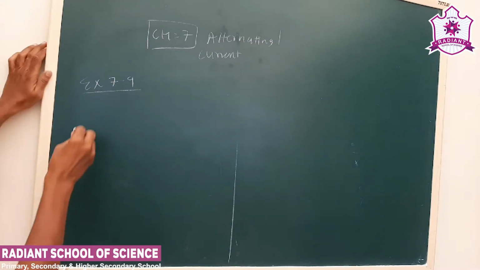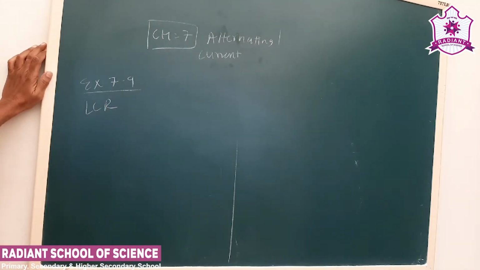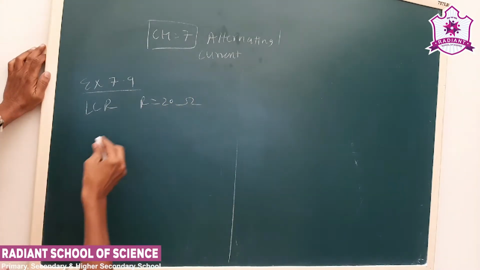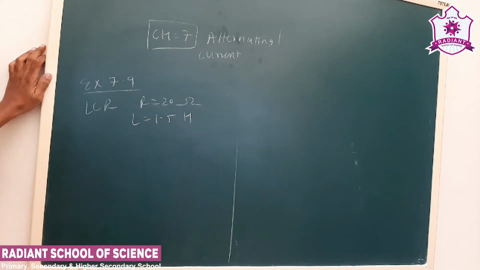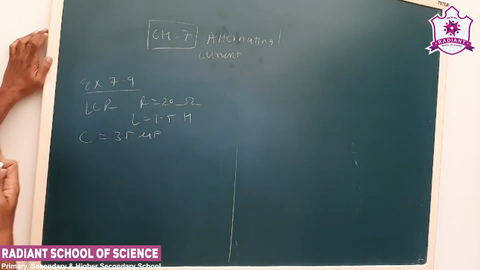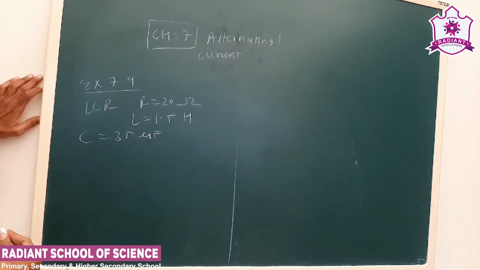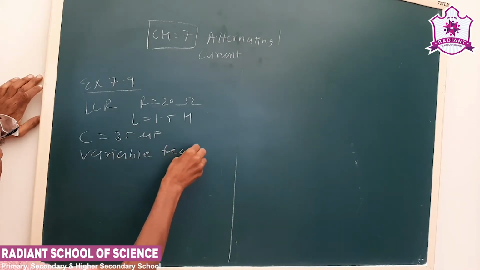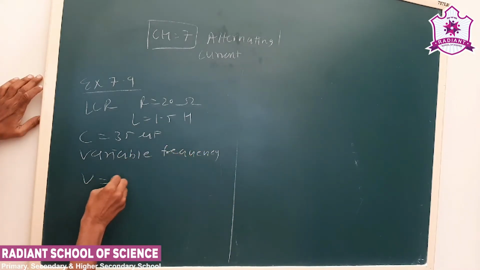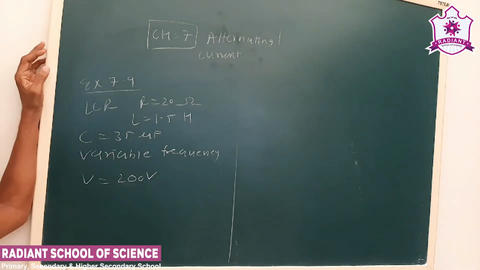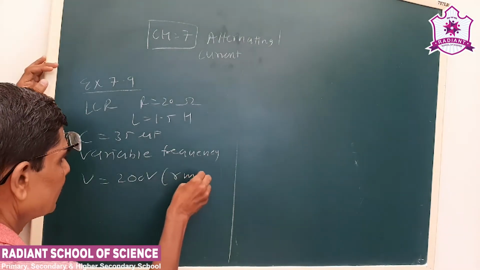Okay, now this is again an LCR series circuit. R is 20 ohm, L is 1.5 henry, C is 35 microfarad, and the source has variable frequency, and V is 200 volt. Nothing is mentioned, so we assume it is RMS voltage.